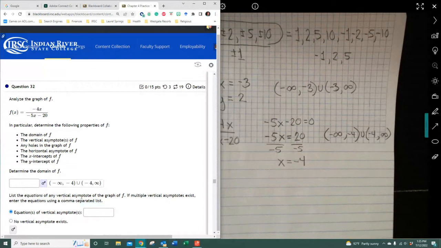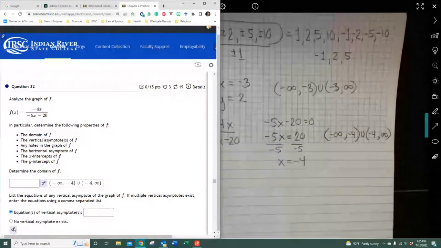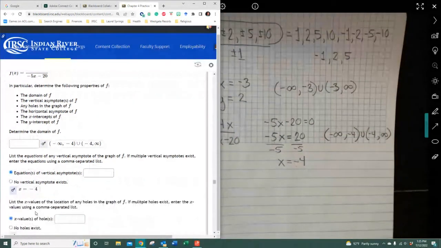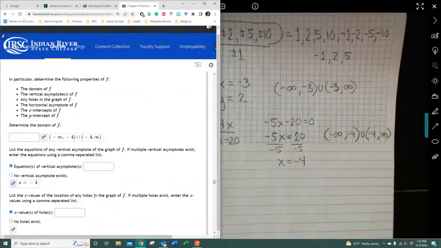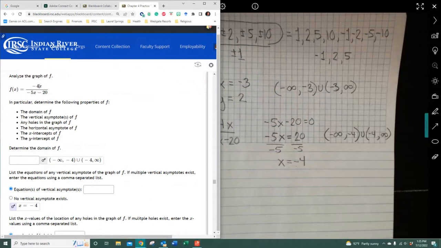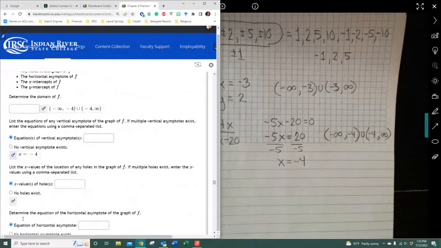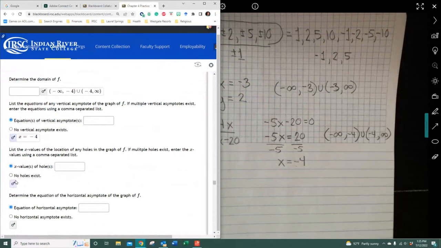So list the equation of any vertical asymptote. That would be x equals -4. All right, list the location of any holes of the function. There's no holes in this one. There's no elimination of the denominator when we simplify or anything like that. So no holes exist.